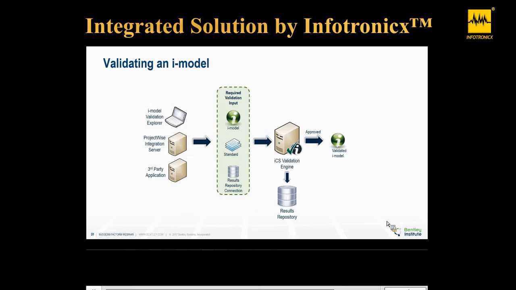So another example of how iModels support the owner's requirements is data validation. Validating an iModel against a set of standards is critical if an iModel is to be used as a handover between lifecycle phases. The ICS validation process can start from either the desktop via the iModel Validation Explorer or through an automated input from an application like ProjectWise Explorer. Any application can call the ICS validation, and the input for the process just includes an iModel, obviously, the name of the standard, which is basically a set of rules to be applied to the iModel, and a target database where we're going to focus the results of the validation.